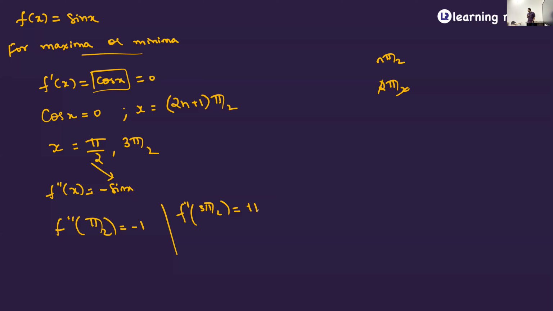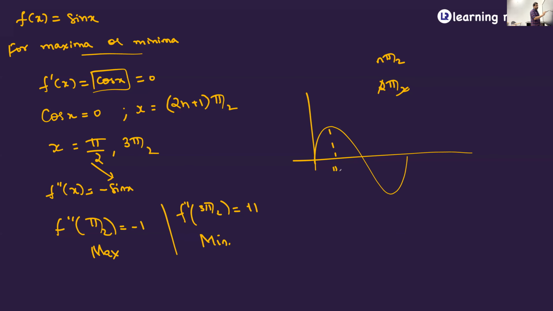What did I say the second derivative test helps us decide? When the second derivative is less than 0, it is a point of maximum, and this is going to be the point of minimum. Is that not what is happening with the graph? This is pi by 2, 3 pi by 2. Make sense? So at pi by 2 it attains maximum, at 3 pi by 2 minimum.